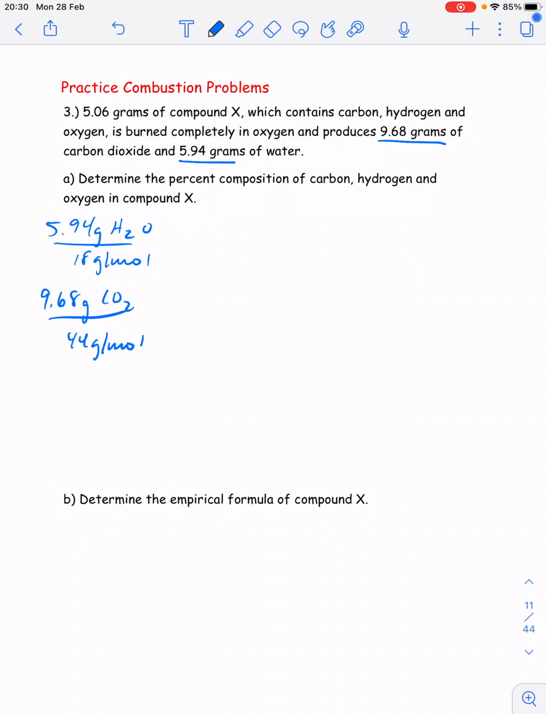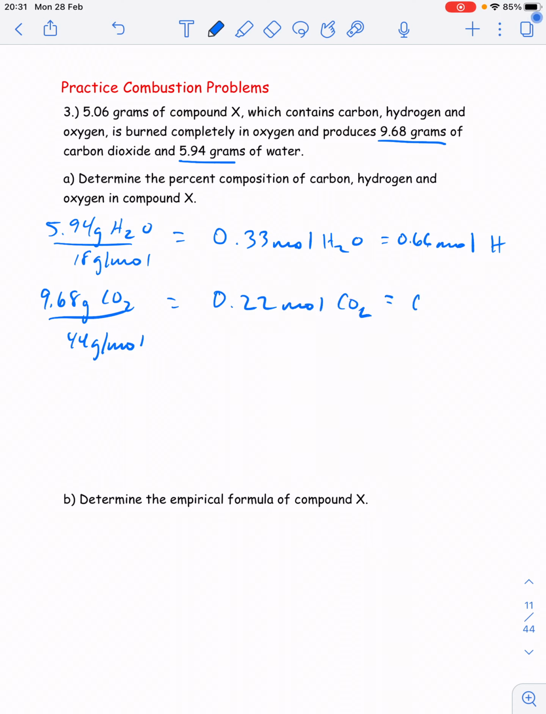Okay, 5.94 divided by 18 is 0.33 moles of water, which means 0.66 moles of H. I do the same thing down here with carbon dioxide. I get 0.22 moles of CO2, which means 0.22 moles of carbon. Okay, now the trick with this one, if we go back, I kind of skipped over reading the question.